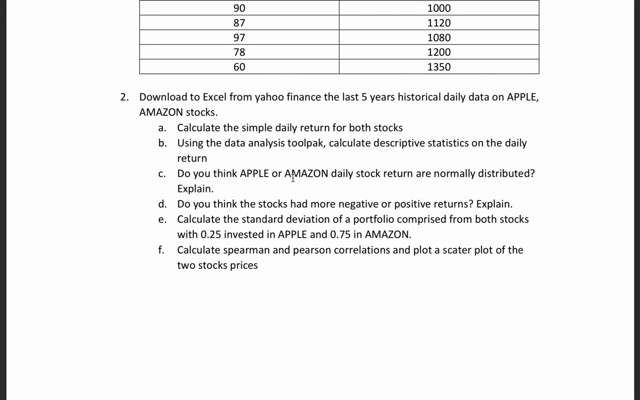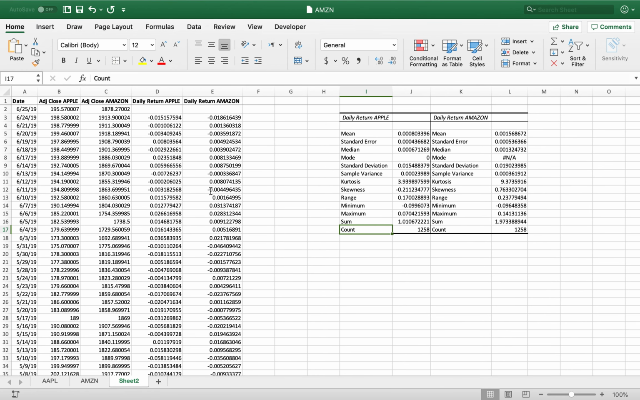Now we have to use that data. So do you think Apple or Amazon daily stock return are normally distributed? Explain. Remember that there are a few factors that go into normal distribution. I'll let you look at the notes and recall exactly what those are. But some of the easiest ones to look at from these results are the kurtosis and the skewness. So here, I'll highlight them for both.